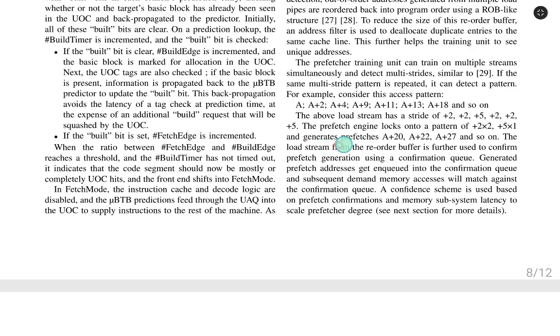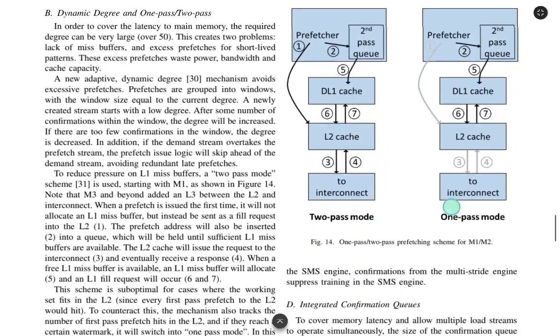The load stream from the reorder buffer is further used to confirm the prefetch generation using a confirmation queue. Generated prefetch addresses get enqueued into the confirmation queue, and subsequent demand memory accesses will match the confirmation queue. A confidence scheme is used, based on prefetch confirmations and memory subsystem latency, to scale the prefetch degree. See the next section for more detail.